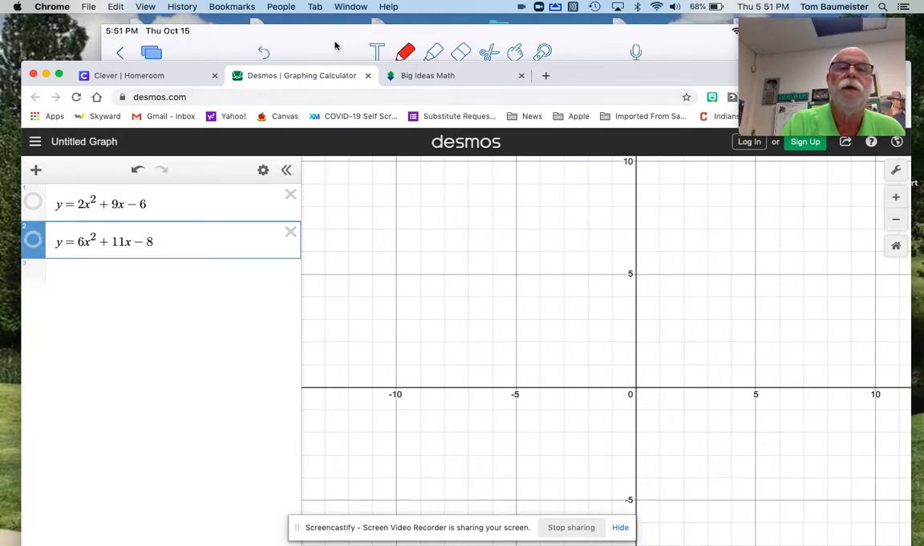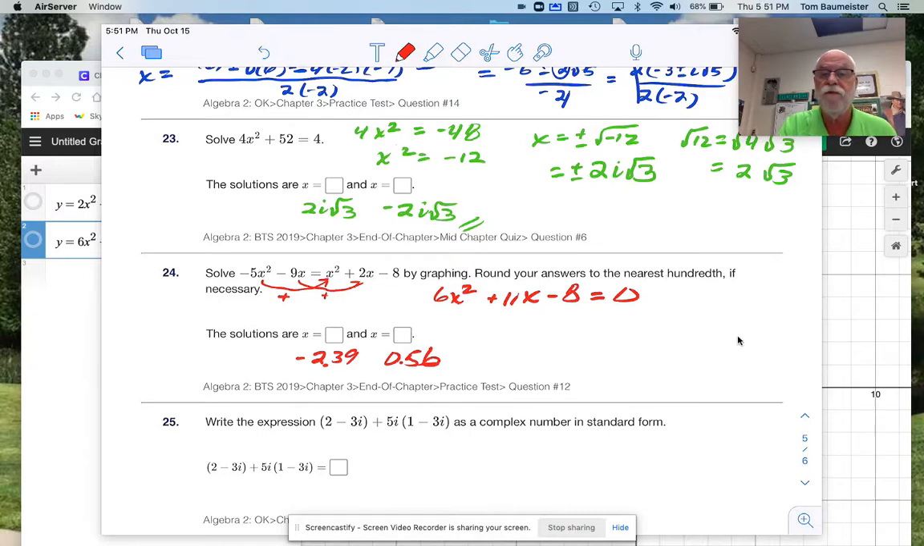All right, let's go back. We're almost done, 5 more problems. Write the expression 2 minus 3i plus 5i times 1 minus 3i as a complex number in standard form. Remember, standard form means a plus bi, so whatever numbers don't have an i attached go right in front. On this one, I'm going to have 2 minus 3i.